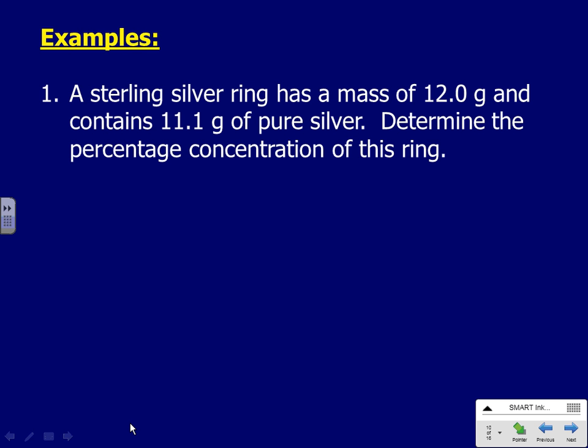A sterling silver ring has a mass of 12 grams. That's the entire ring. It contains 11.1 grams of pure silver. Determine the percentage concentration of this ring. So again, percentage concentration. This one is going to be W/W, but we understand that. Pure silver, 11.1 grams, 12.0 grams for the entire ring.